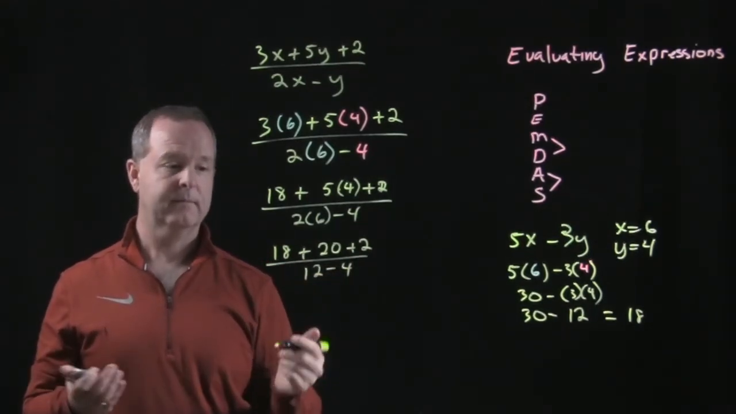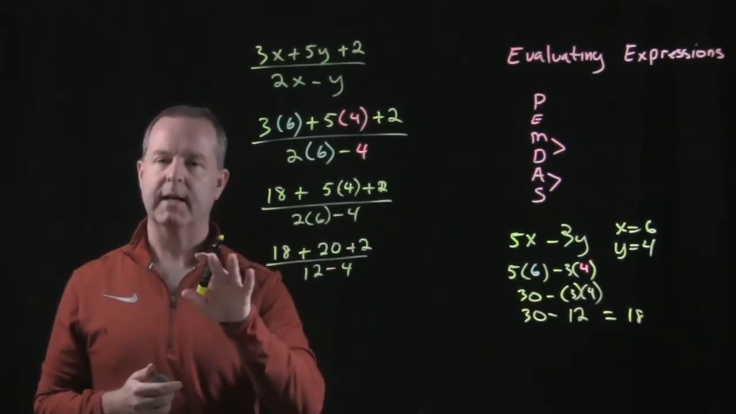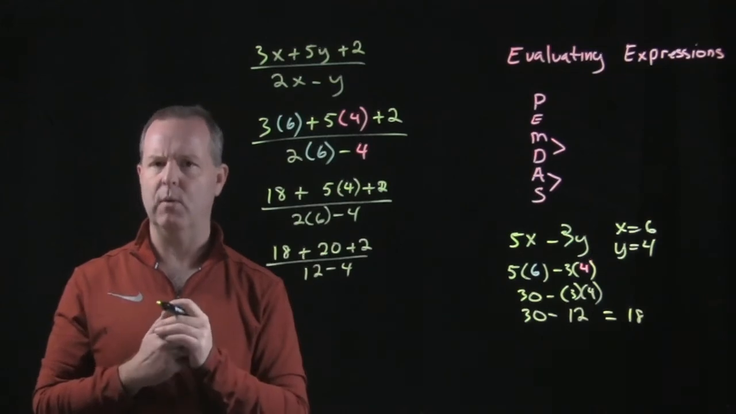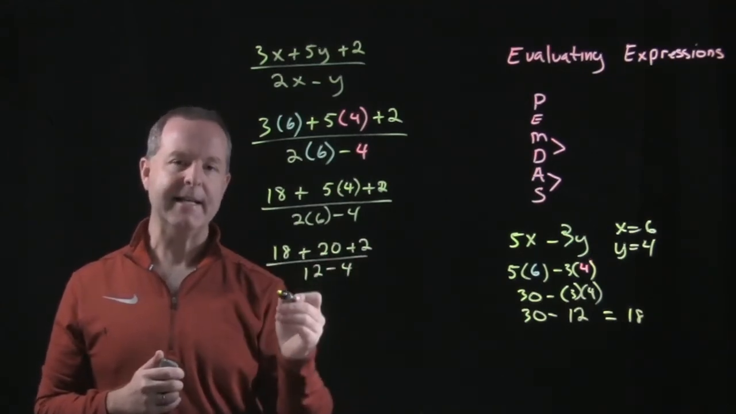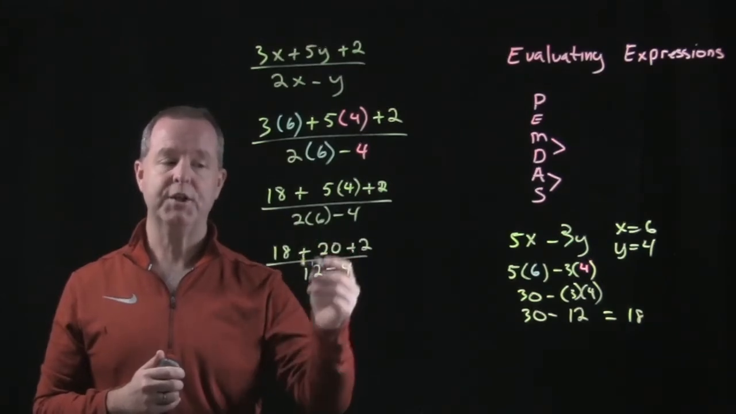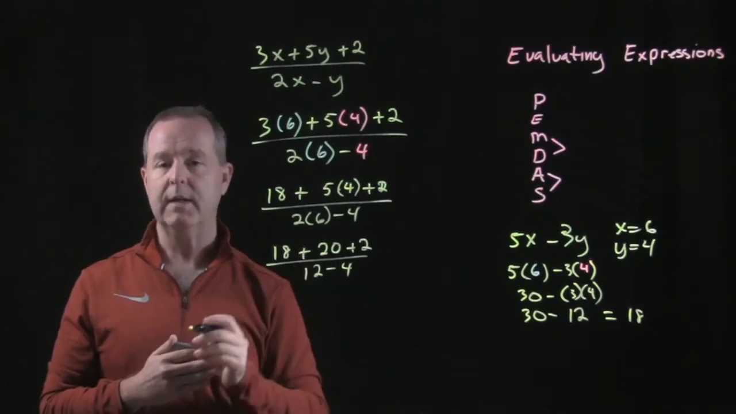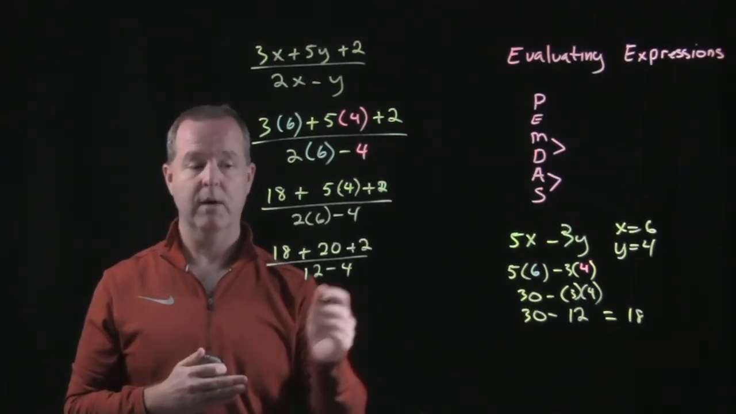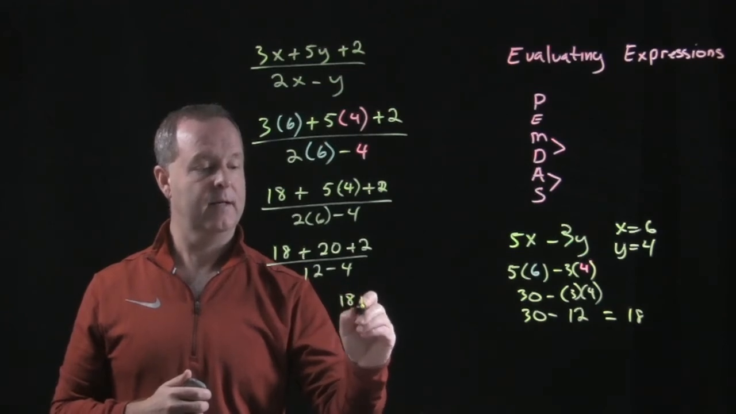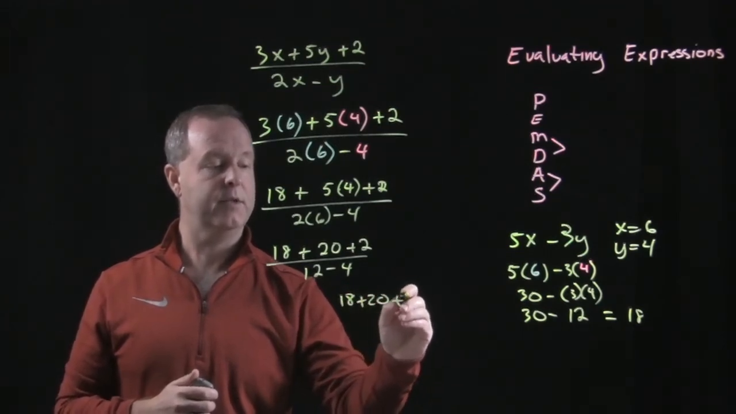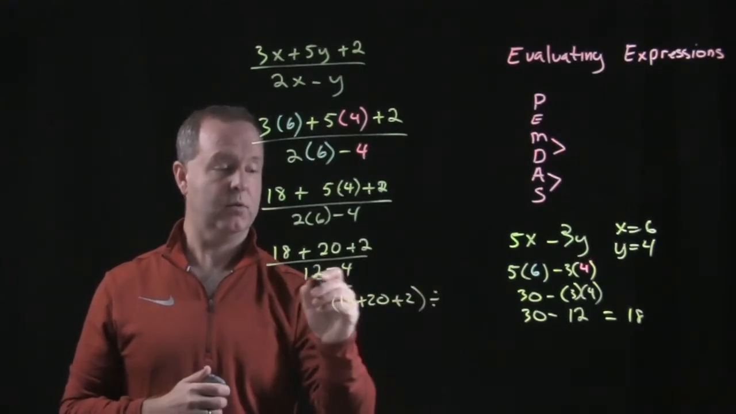Next step, we do all of our additions or subtractions. However, did you notice that I still have a division problem going on in here that I need to deal with? This fraction bar indicates a division, a ratio between the numerator and the denominator. So this is really still a division problem, which could look like, if I rewrote it, 18 plus 20 plus 2, that entire amount being divided by 12 minus 4.